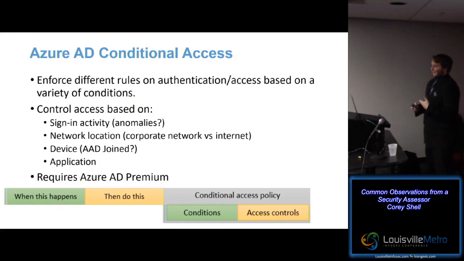So Microsoft has a feature that requires Azure AD Premium. It's called Conditional Access. So these are, when this happens, then do this type of conditional policies you can implement. So I'll give you an example. We've got a client that we've basically helped enforce geofiltering for. So we block sign-in attempts from anywhere outside the United States, and that's using conditional access.